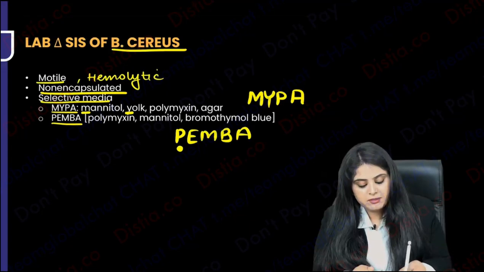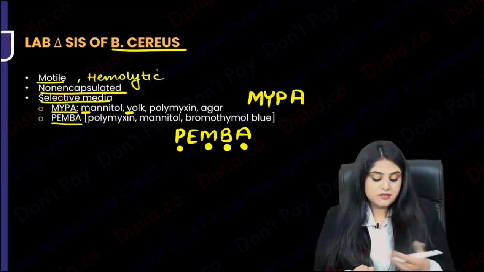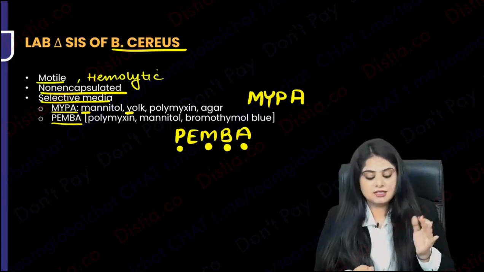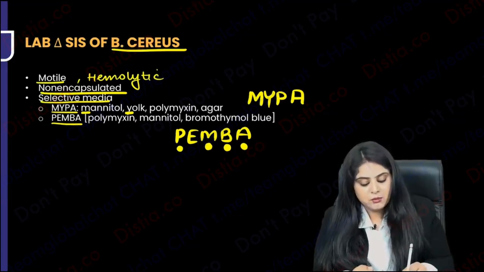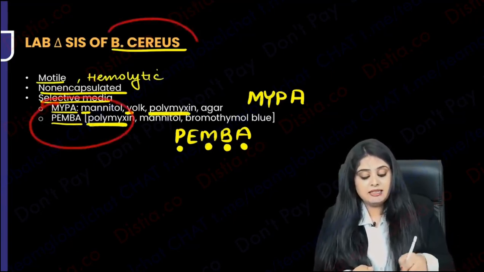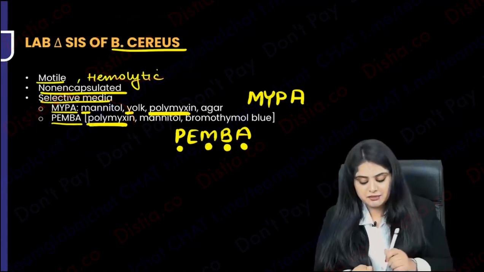Again, it's going to be polymyxin with mannitol, bromothymol blue, agar. Of course, there's another long full form to it, but I don't want you to get into it. Remember MIPA PEMBA too, with polymyxin present in both. I think that much of it is good enough. So MIPA PEMBA in that speech that you will remember, that is Bacillus cereus.